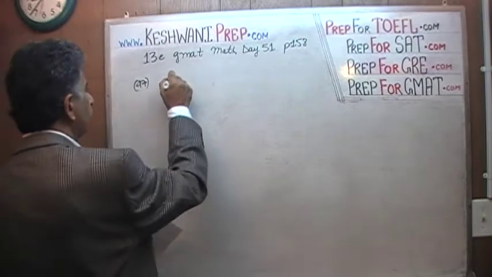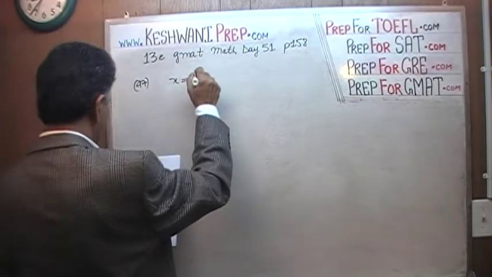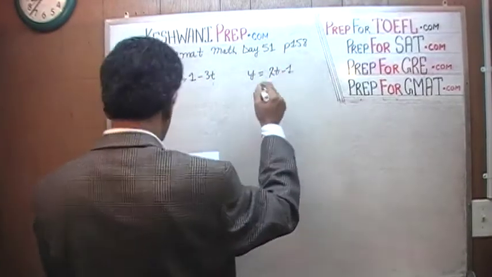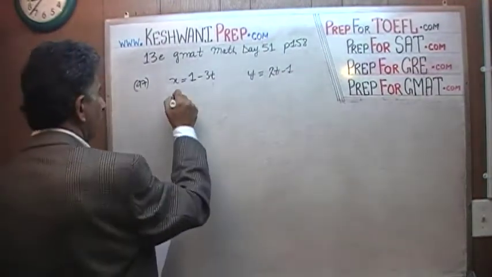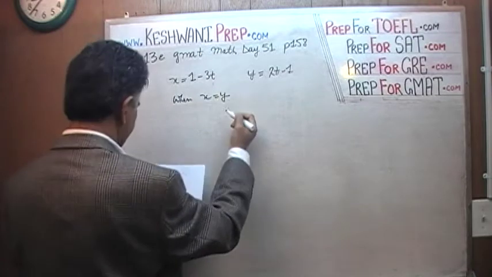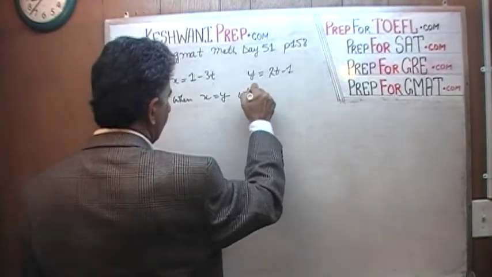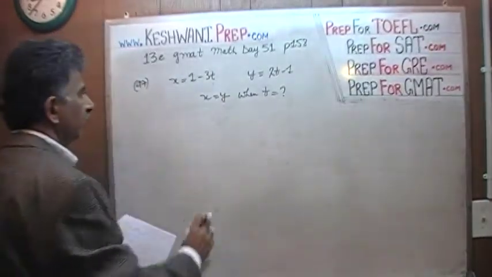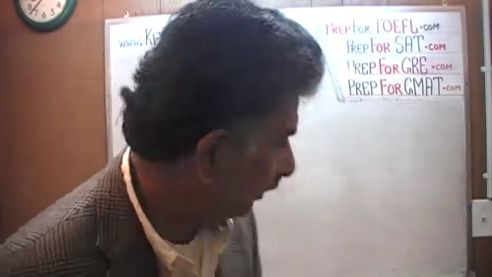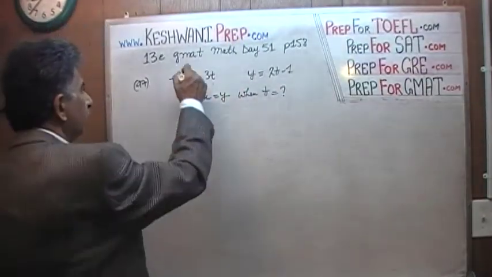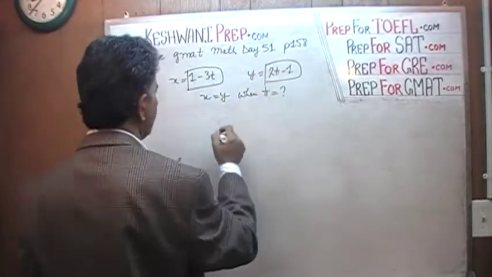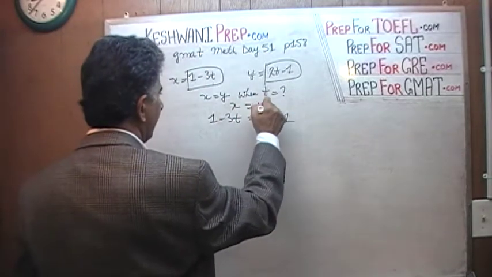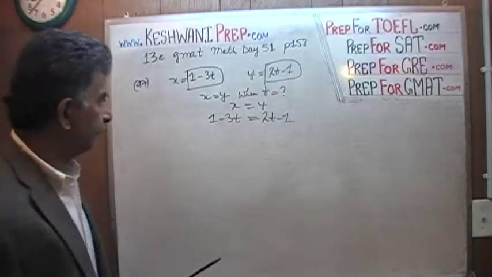In number 47, they give us two equations. The first one is x equals 1 minus 3t, and then they tell us that y is equal to 2t minus 1. And what they're asking us is, x equals y when t is how much? So that's exactly what we're going to do. This is our x, this is our y, so we're going to set up this quantity equal to that quantity: 1 minus 3t equals 2t minus 1, because they tell us that x equals y. And just solve for t.